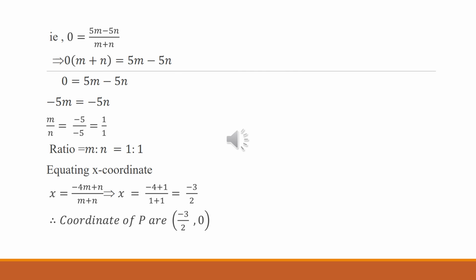Now, we can equate the x coordinate. That means x is equal to (-4m plus n) by (m plus n), which can be x is equal to (-4 into 1 plus 1) by (1 plus 1), which is equal to negative 3 by 2. Therefore, the coordinate of point P on the x-axis will be (-3/2, 0).